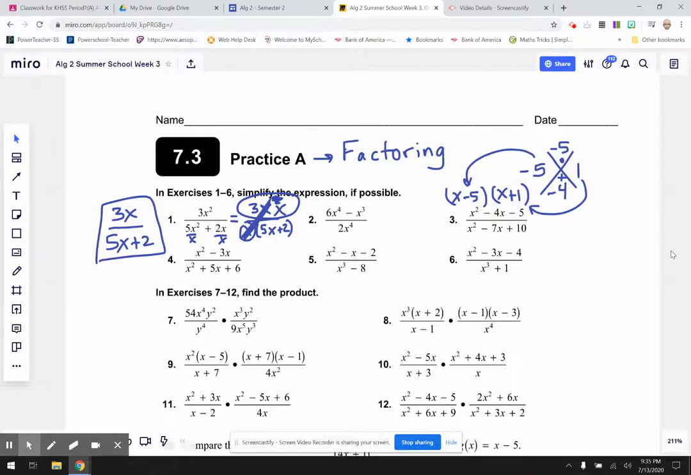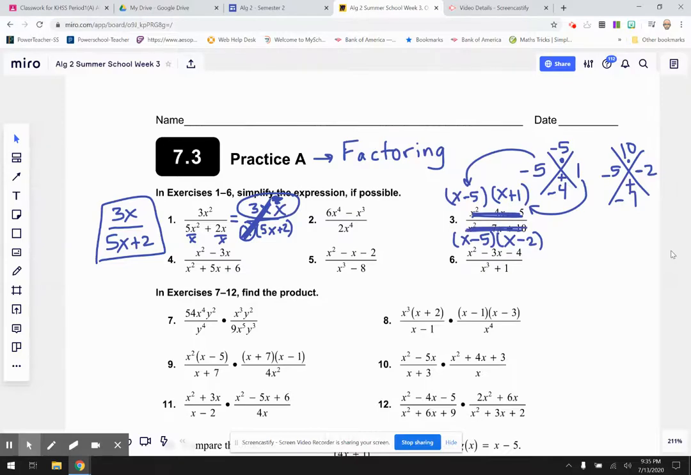The bottom one has a 10 as the last number, and a -7 as the middle. It's got to multiply to get me a +10 and add up to a -7. So I need -5, -2, because negative times negative is going to give me that +10, but negative plus negative is going to stay -7. So now I know my 2 parentheses, x minus 5 and x minus 2. Okay, so there's my 2 parentheses. So I factored this one, and I factored that one.